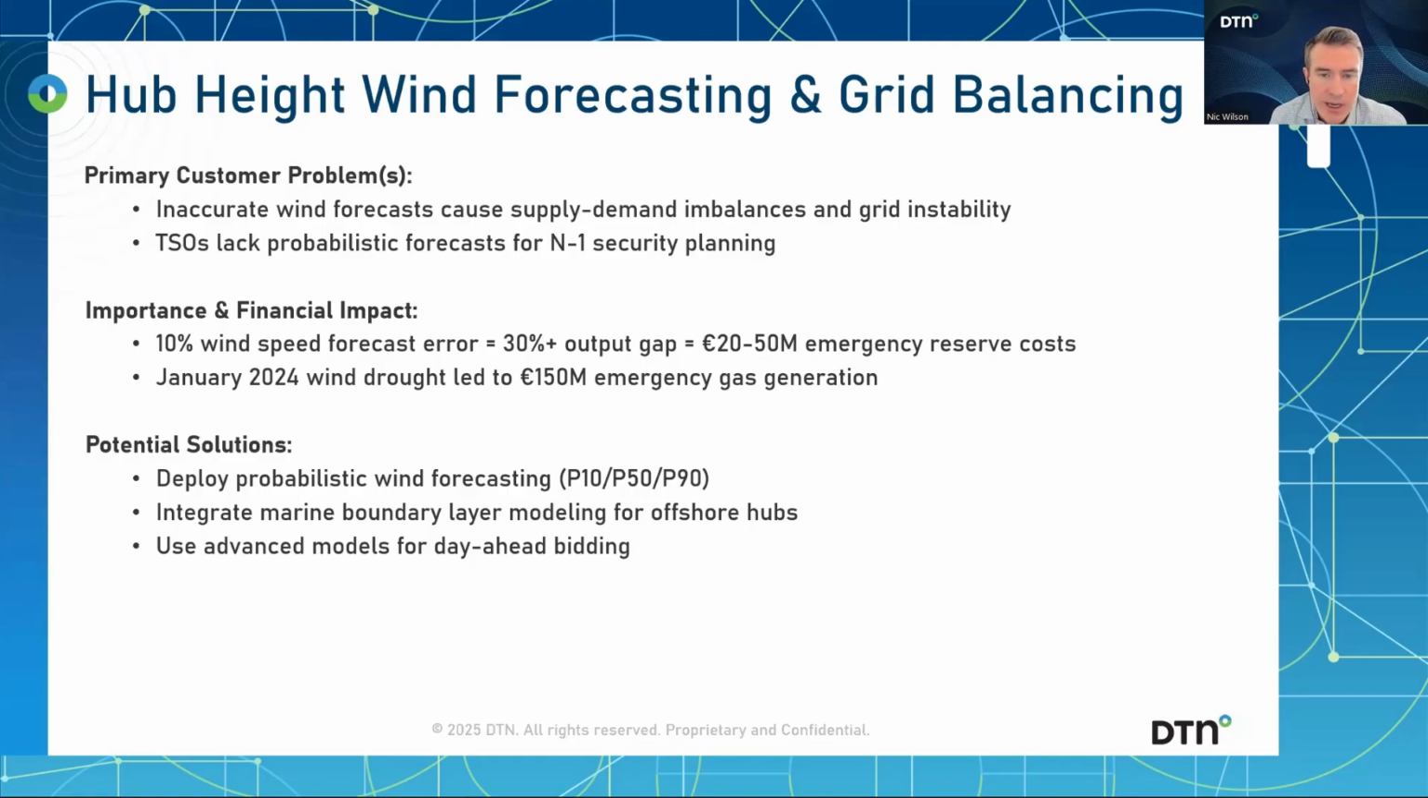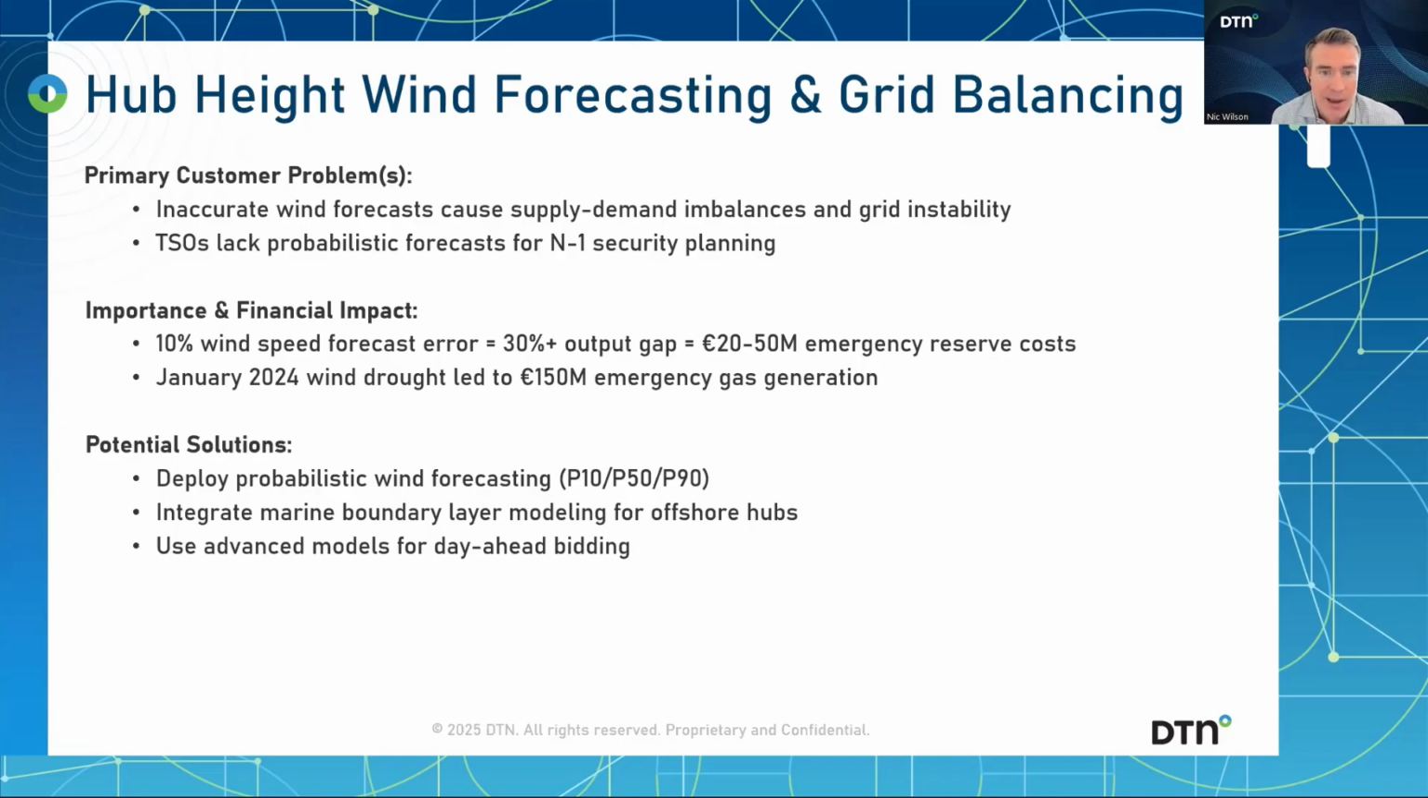First is wind production forecasting and grid balancing. This is a challenge that keeps every European TSO operator up at night, which is grid balancing with anywhere from 25 to 40% renewable penetration. This isn't theory, this is operational reality. When wind speed forecasts are off just by 10%, you see a 3x or 30% output gap. And that gap costs 20 to 50 million euros in emergency reserve activation per event. And that's what makes this problem unique to Europe.